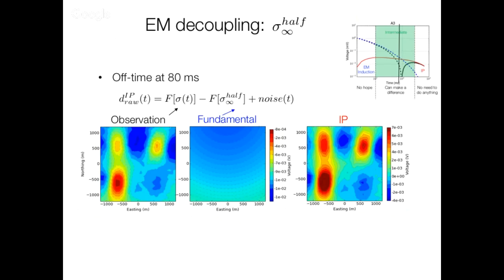So the IP datum is the observed minus the response of the half space, which is this, and it gives you something that looks like this. So this is quite wrong in the sense that we've got this big, large anomaly here, and that's definitely not an IP target that you're looking for. It does distinguish these two, although not in the right proper amplitude ratio.